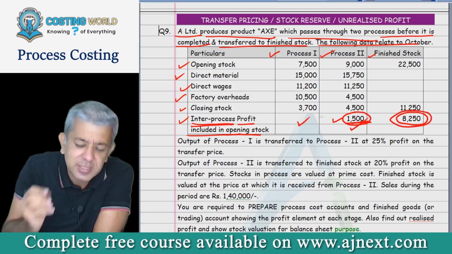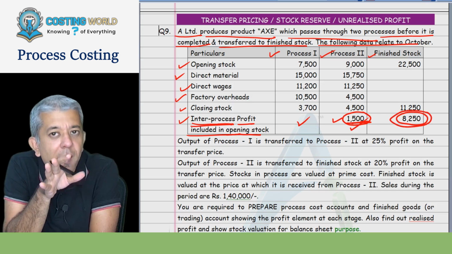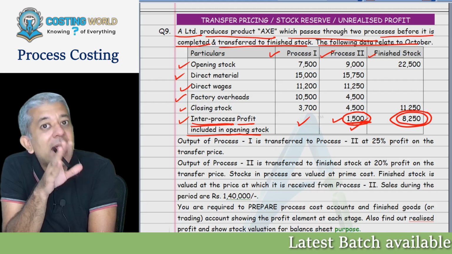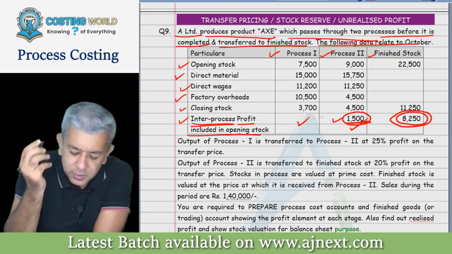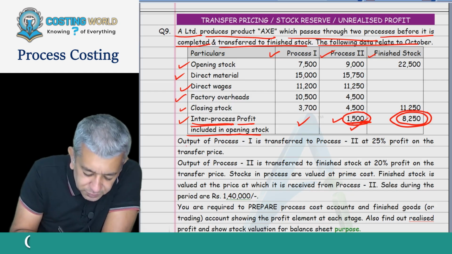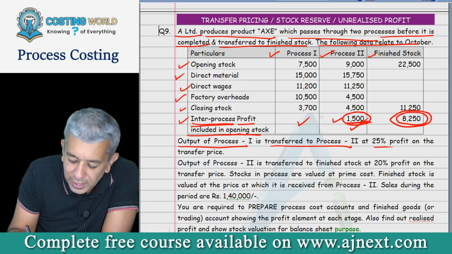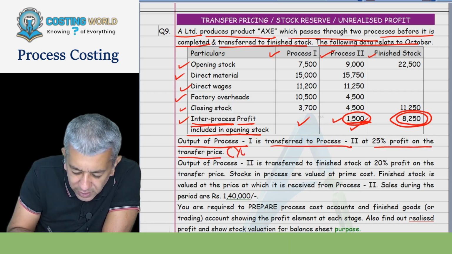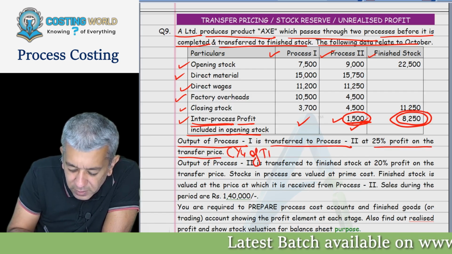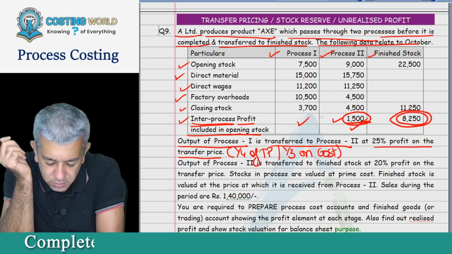In the same way, this 8250 must have been earned by, be careful, process 1 and process 2, because in finished goods stock, you will have both the departments' profit coming. Now see, output of process 1 is transferred to process 2 at 25% profit on transfer price. You can write down over here, 25% means 1/4 of TP. That is nothing but 1/4 on cost. Sorry, that is nothing but 1/3 on cost.